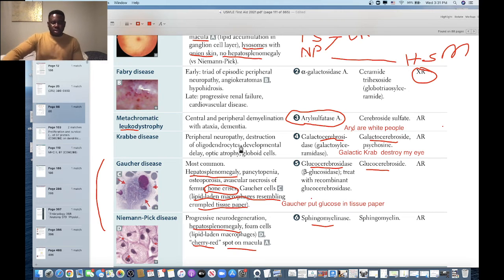Okay, now let's see Fabry. Anytime I'm looking at Fabry, I say it loud. I stress on this A. Fabry meaning alpha galactosidase. It waxes and wanes, and it's a triad of episodic peripheral neuropathy, and then they have the skin findings. They are the only one that has skin findings: angiokeratomas, and then hypohidrosis. They don't sweat much, and it can progress into renal failure and cardiovascular problems. So Fabry for alpha galactosidase.